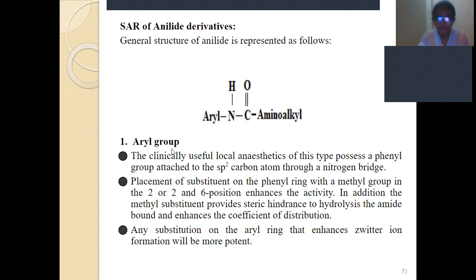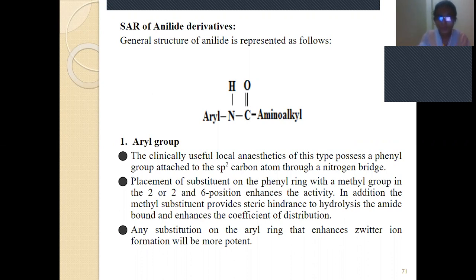First one is the aryl group. The clinically useful local anesthetic of this type possesses the phenyl group, which is attached to the sp2 carbon atom. So this aryl group is mainly attached to the amine and the carbon atom group. Placement of a substitution on the phenyl ring with a methyl group in the second and the sixth position will enhance its activity.